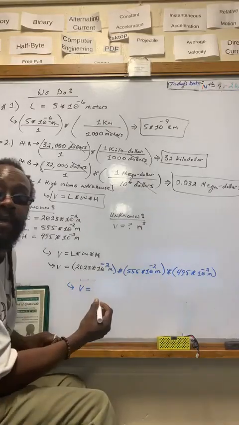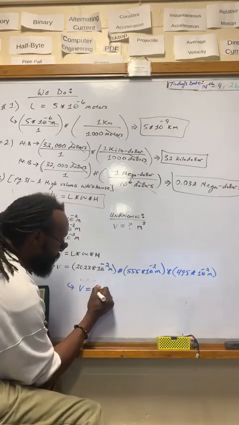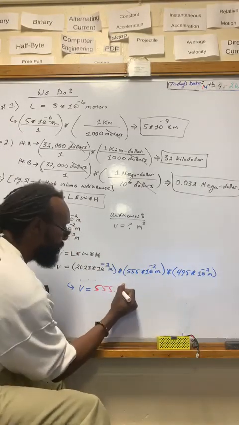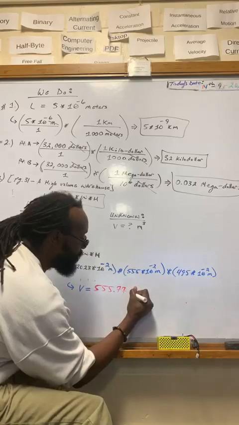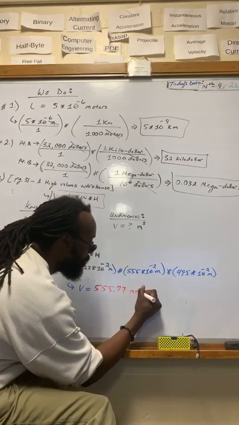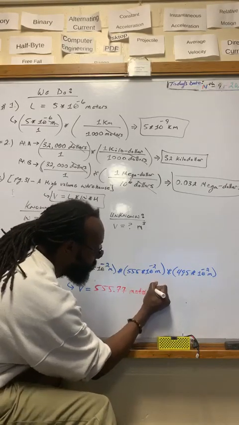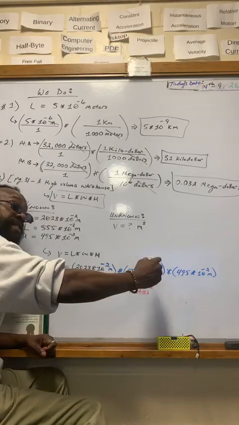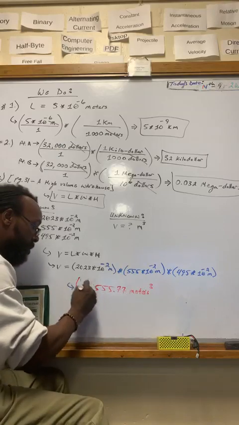All right, so that's going to be 555.77, and that's measured in meters cubed. All right, just like that. That's a raised number of 3. You can put m raised to the 3 or meters cubed.